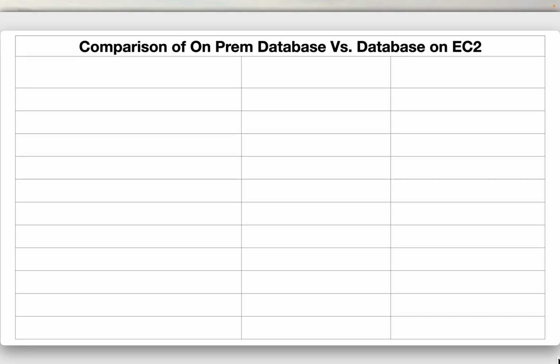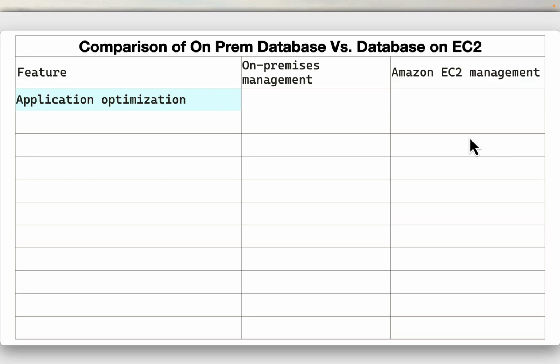Okay, next we'll compare the on-premises database versus database on EC2. So let's say you have an on-prem database and then you install a database on an EC2. So what feature comparison can we see? So first is application optimization. In both cases, the customer is required to optimize. Second, scaling. Anyway, customer is required.